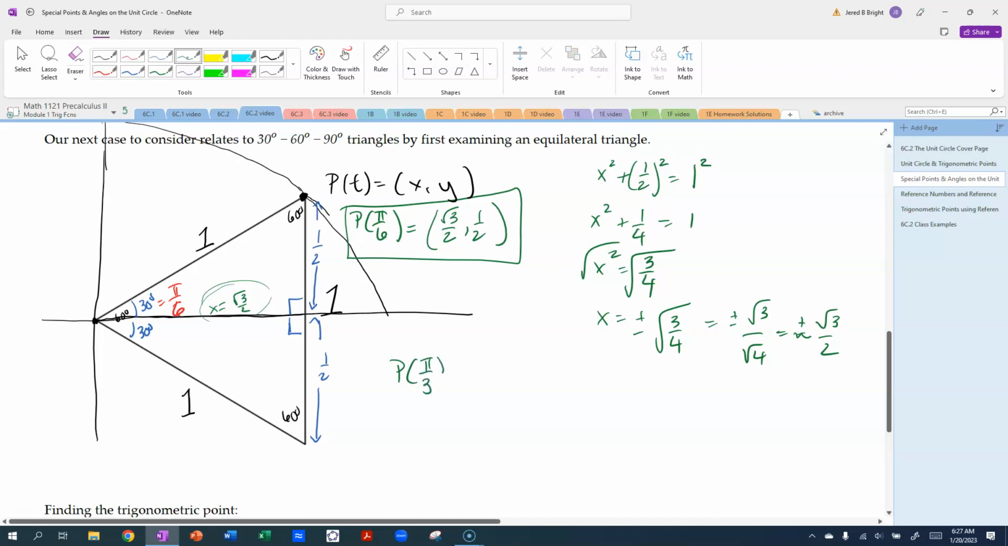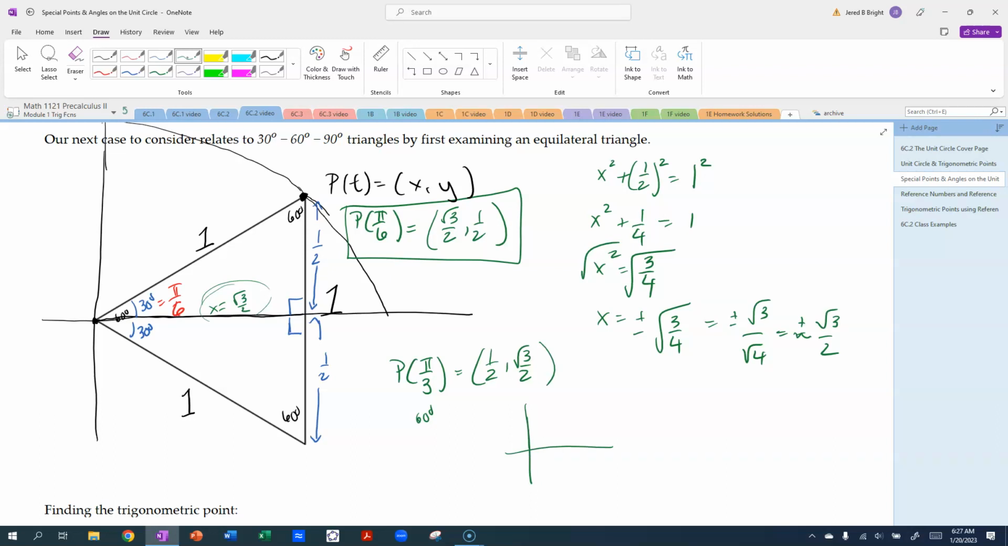Now I'm going to give you the other trigonometric point that we're supposed to find. P of pi over 3, which is 60 degrees, is equal to 1/2, comma, square root of 3 over 2. How do we get this? We would just need to rotate our diagram a little bit. I'll just draw a quick little sketch, and I mean little. So if you had 60 degrees here, and this is still 90, then this would be 30.